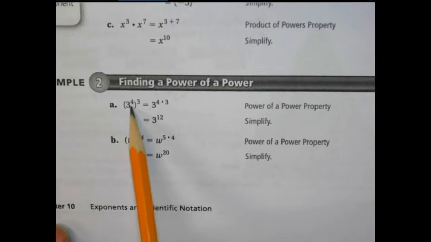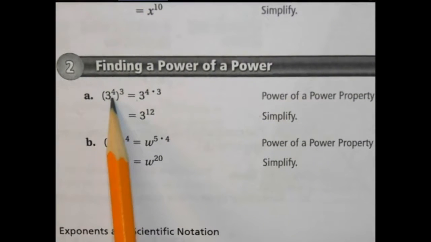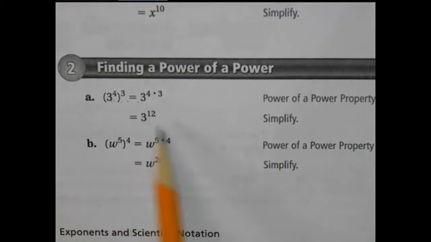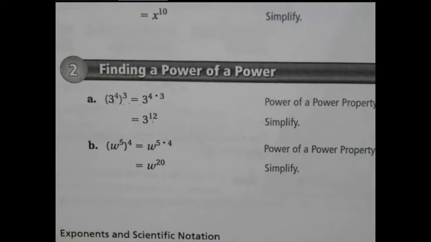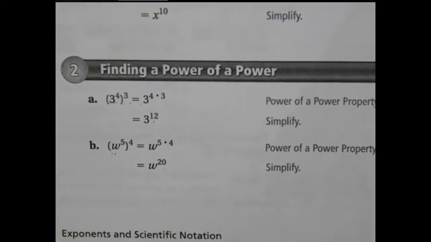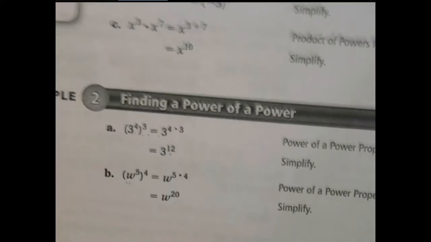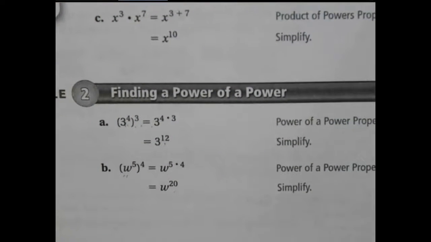Inside the parentheses is a what? What's inside the parentheses? A 4. What's outside the parentheses? A 3. What's 4 times 3? Okay. Pretty simple, right? Works with a variable as well. Same thing. What's inside the parentheses? What's outside the parentheses? What's 5 times 4? So W to the 20. Very simple so far. Fist of 5, you guys get this, right? You can tell the difference between when you're adding your exponents and when you're multiplying your exponents so far, yes?